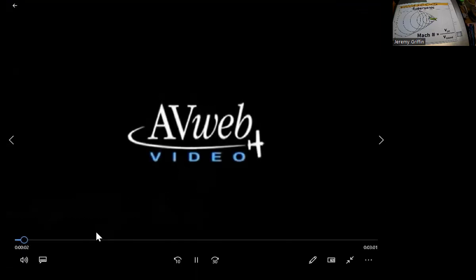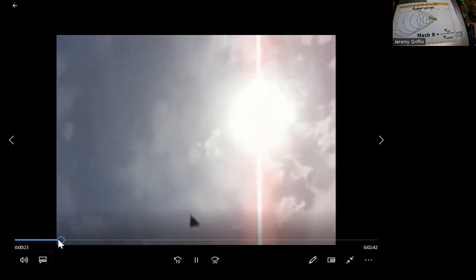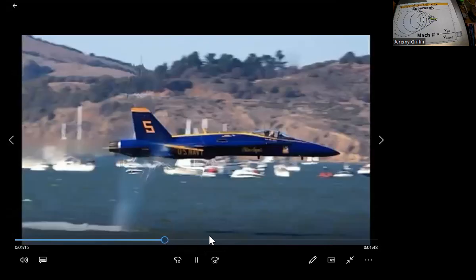Supersonic. Yeah, you saw that jet fly overhead? See that cone wave? Hey, do you think if you knew the shape of that cone wave, it could tell you something about how fast that jet's going? I think so. Ooh, got some nice cone waves going on there. All right.